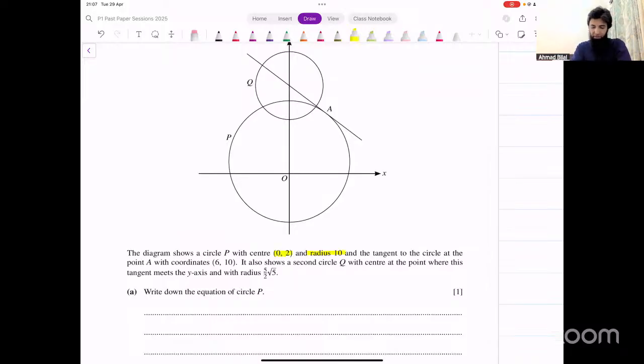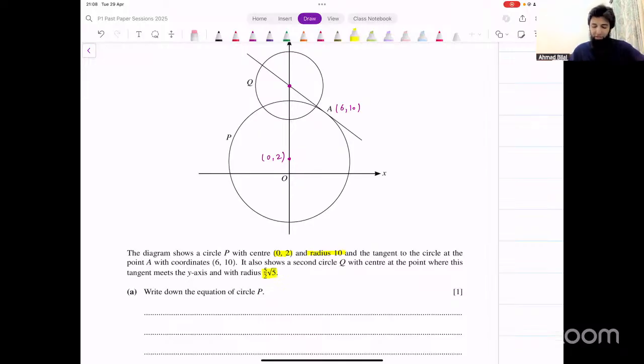The tangent to the circle at the point A, this tangent is also shown there. Let's write that down. Coordinates of the point A, they are (6, 10), and the center is somewhere here. This has coordinates (0, 2). Now there's a second circle with center at the point where this tangent meets the y-axis. And it has radius given as well. The radius is 5 over 2 times root 5.